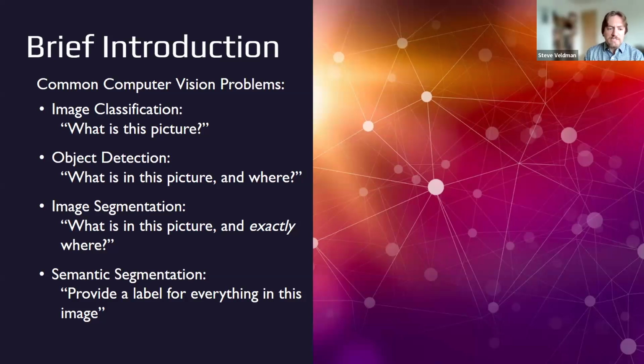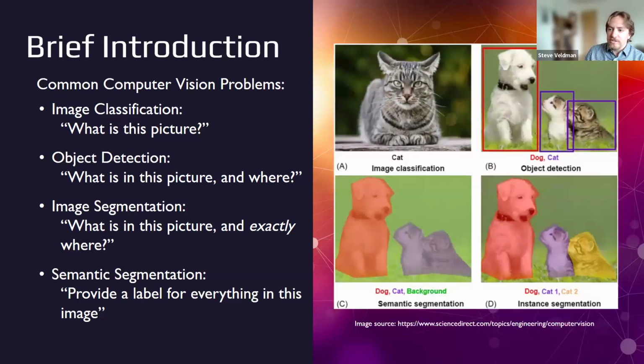Object detection is a little more specific. What is in the picture and where? And image segmentation gets a little more specific than that. I think on the next slide I've got some examples. Again, great credit to the academic article I pulled this picture from. Image classification, what is the picture of? This is a cat. Object detection, what is in this picture? There is a dog and two cats.